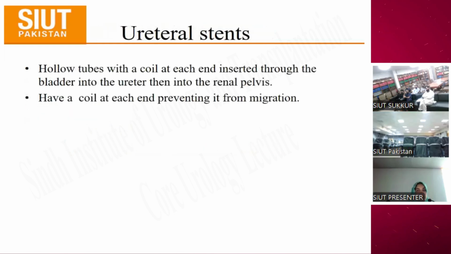And the other part of our presentation is ureteral stents. Ureteral stents are hollow tubes with a coil at each end, inserted through the bladder into the ureter, then into the renal pelvis. They have a coil at each end which prevents migration.